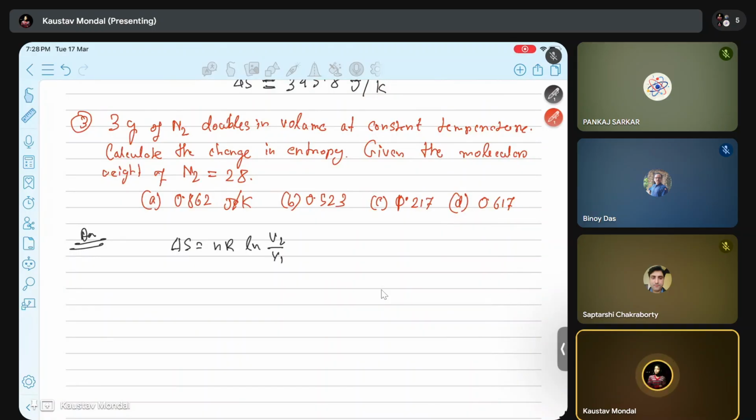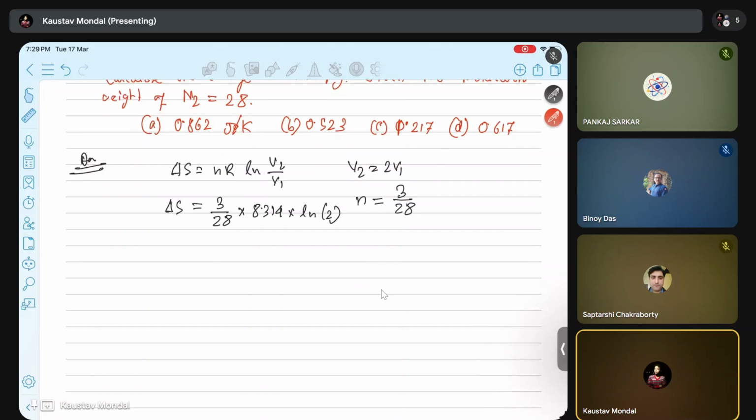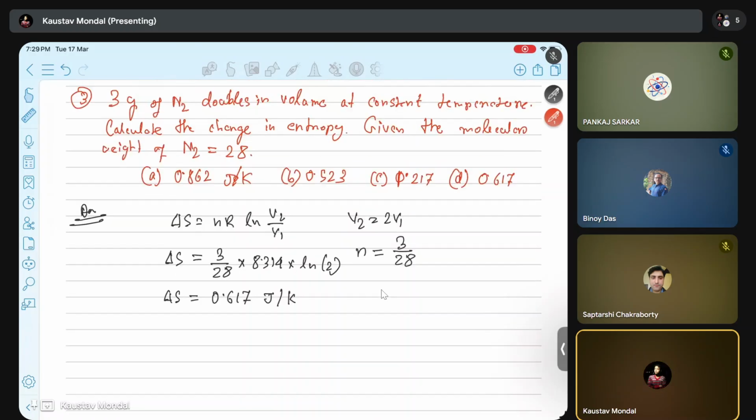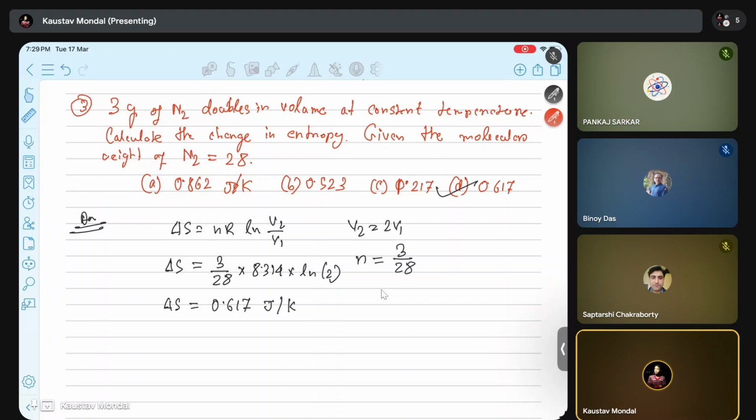The volume doubles, so V2 equals 2 into V1. N is 3 grams of nitrogen, with molecular weight 28, so the number of moles is basically 3 by 28. R we know is the gas constant, 8.314, into ln 2, right? This is the delta S. If you calculate this, delta S will give you 0.617 joule per Kelvin. So the correct answer is option D.